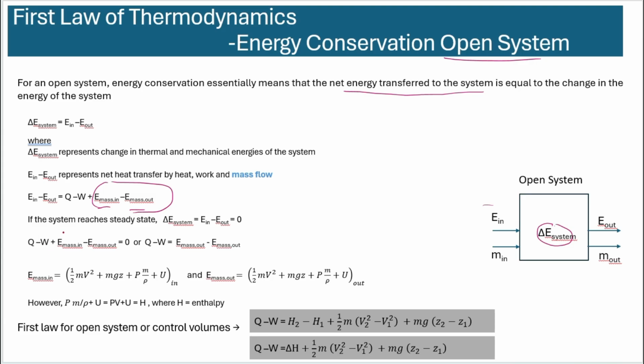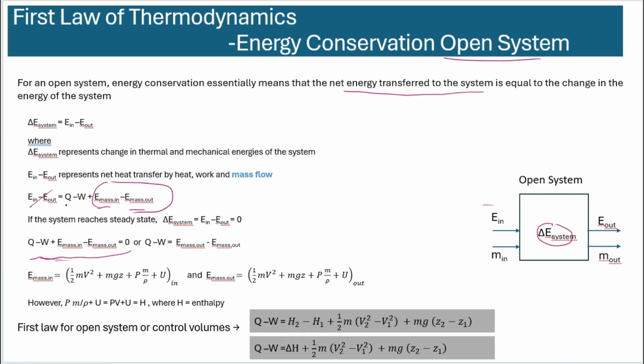Now at steady state, the energy in minus energy out is zero. That means there is nothing changing. The system looks like it's in steady state, so the energy going in and energy going out might balance each other at that point. If that happens, then the equation becomes this one. So this term is 0 at steady state, and you get this as the equation.